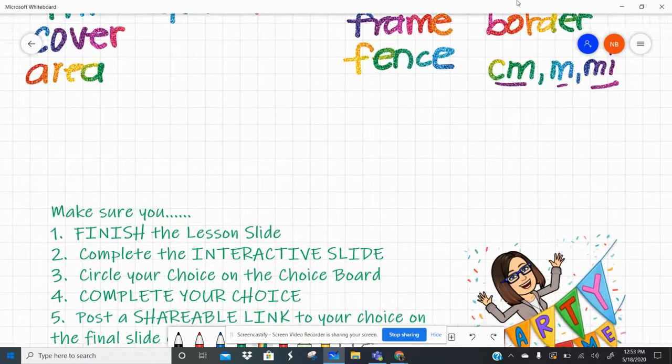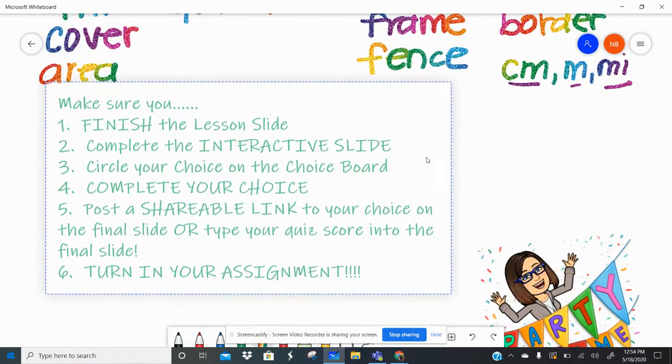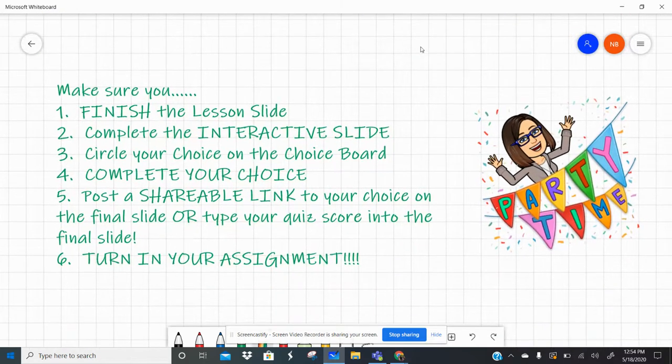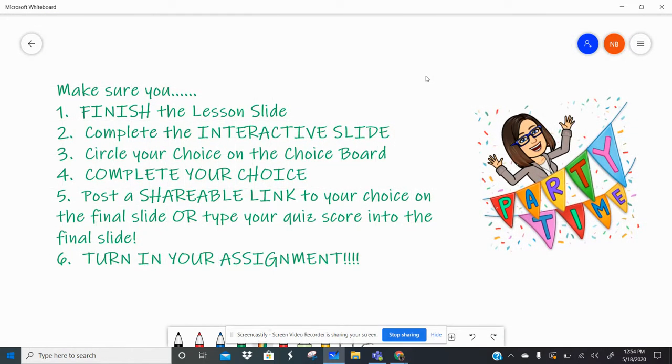So now what do we do? Just make sure that you go in and finish the lesson slide. There's one more video. Make sure you read over the notes and do the quizzes. Once you're done with slide 1, you're going to complete that interactive slide. I think it's just 4 questions, 4 word problems for you to do. Then you're going to get to that choice board. Please remember to use that circle tool and circle your choice so that way I know what to look for.